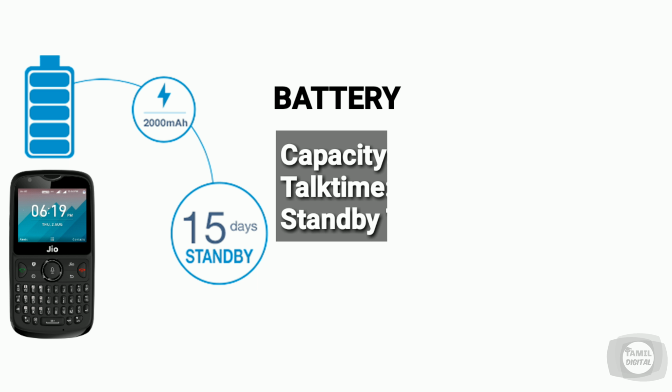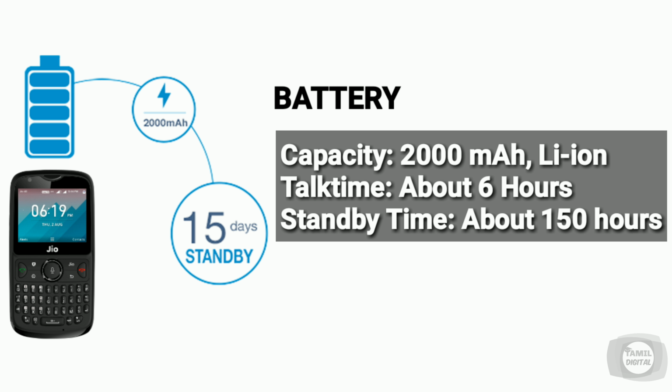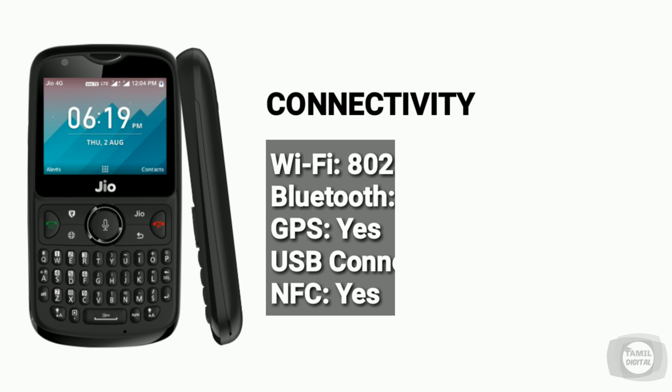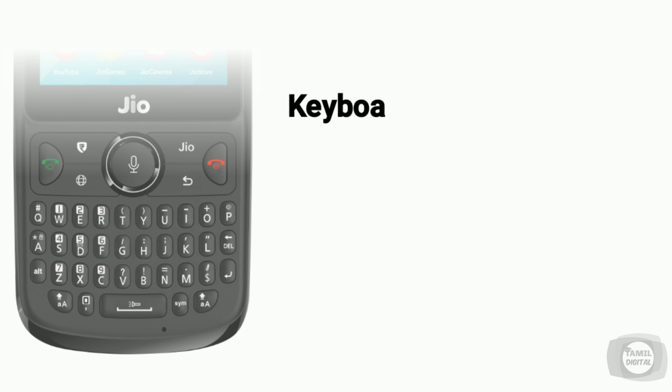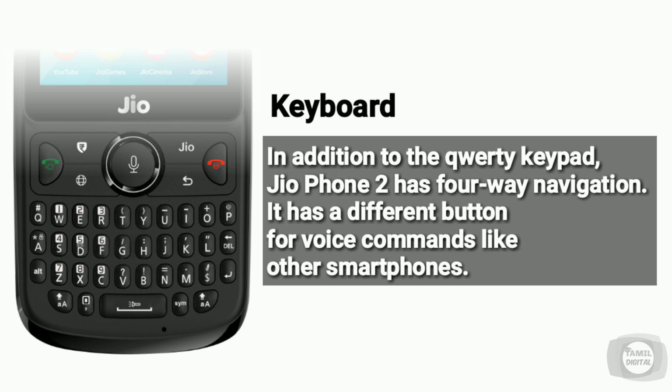The battery is 2000 mAh. Connectivity features include VoLTE, VoWiFi, NFC, GPS, Bluetooth and FM radio. In addition to the QWERTY keypad, GeoPhone 2 has 4-way navigation. It has a different button for voice commands like other smartphones.